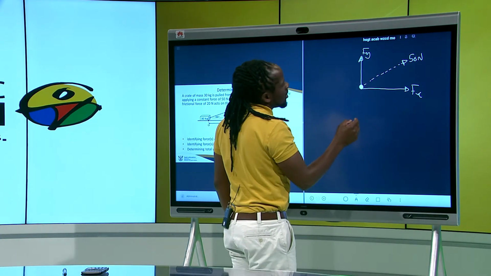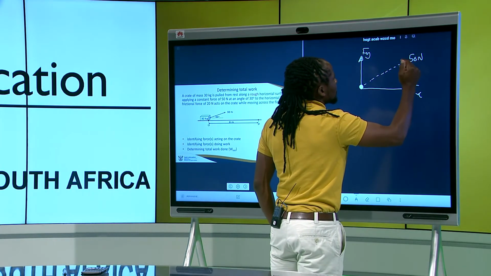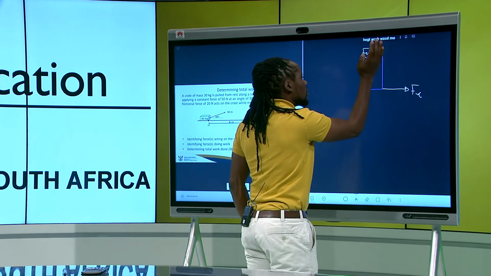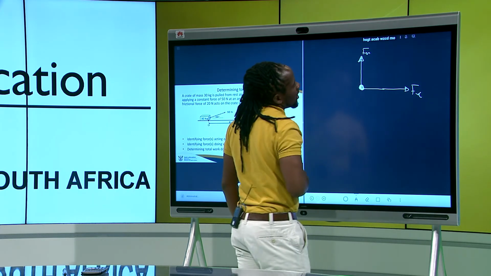Then obviously, if we choose the components, these two components represent the 50 newtons. Now we can remove this one. We can remove the other force, because the components represent that particular force.